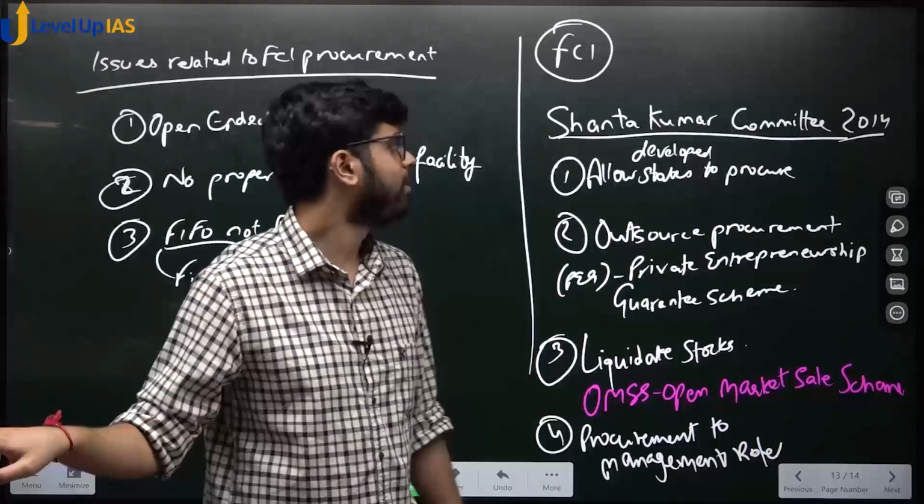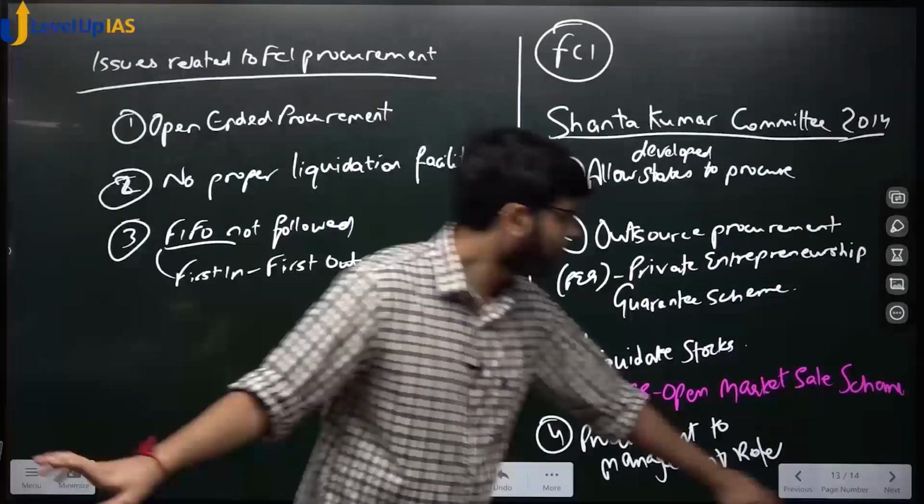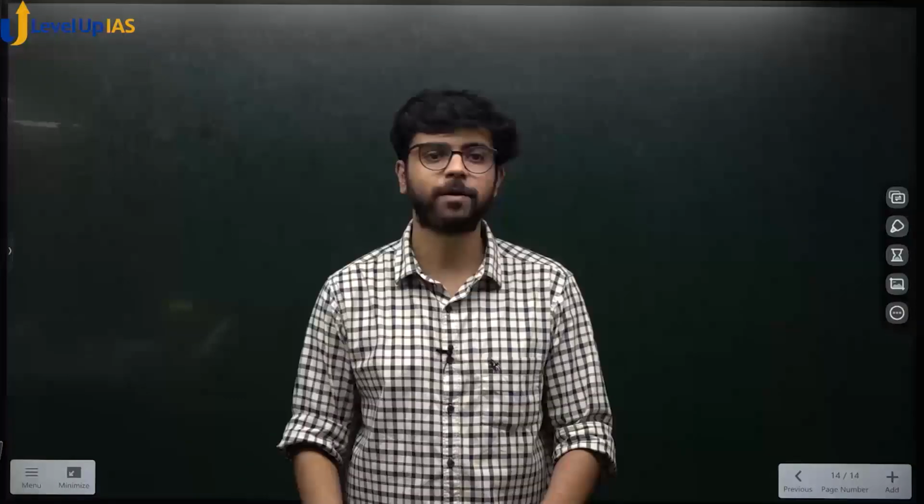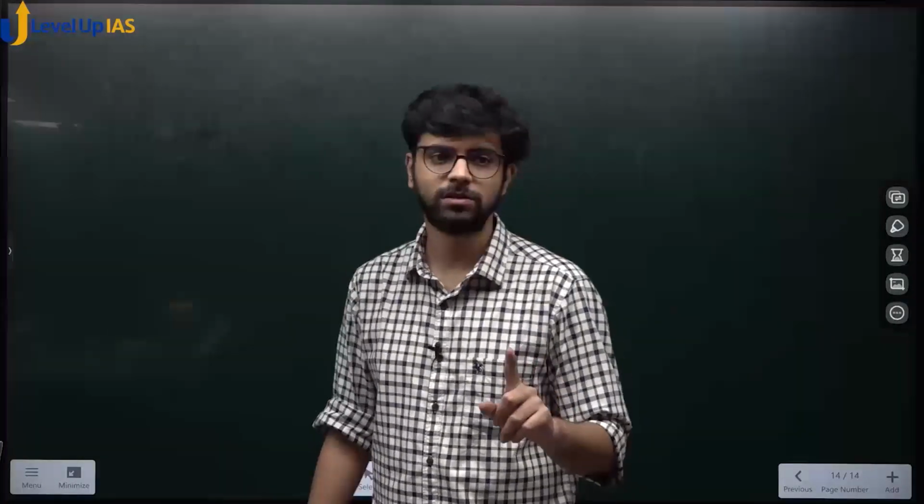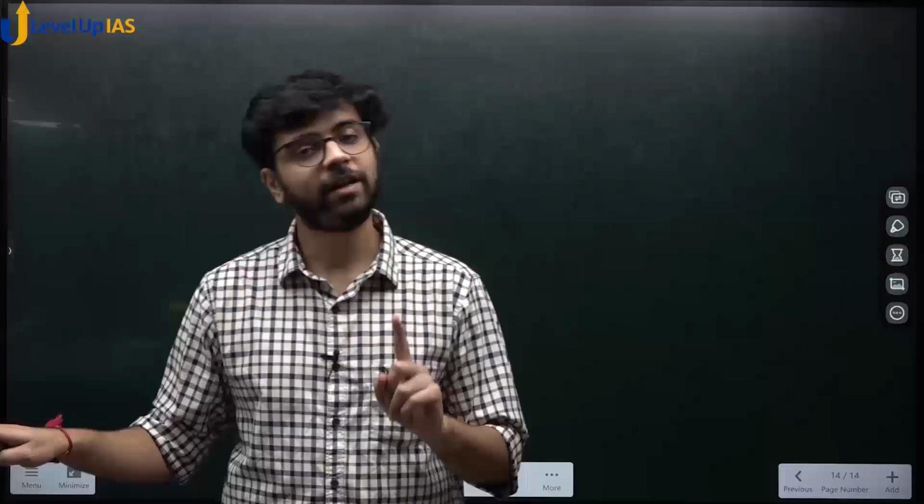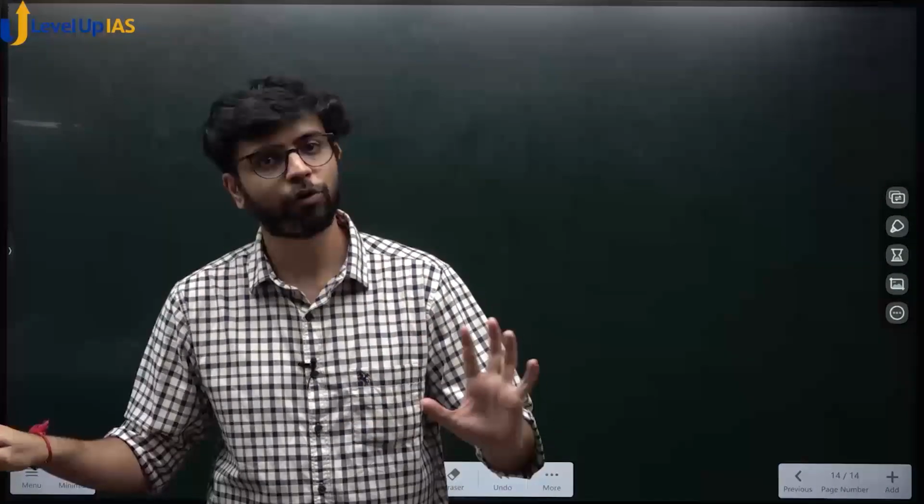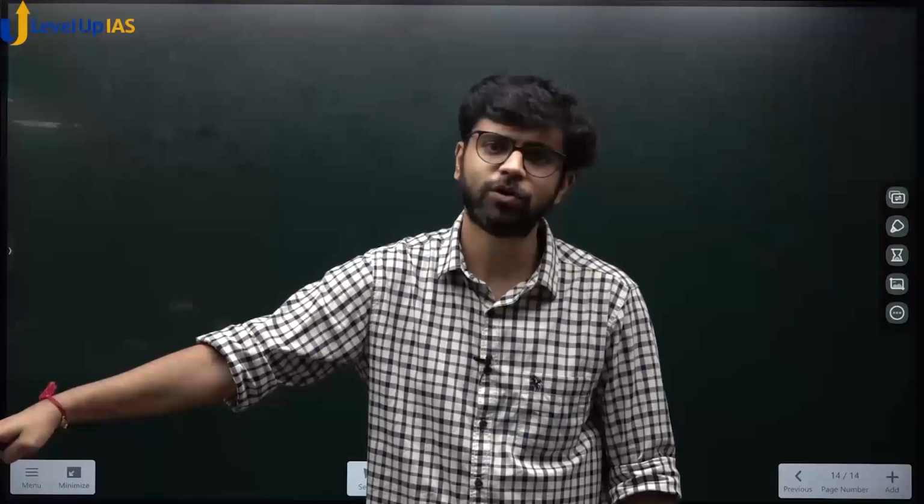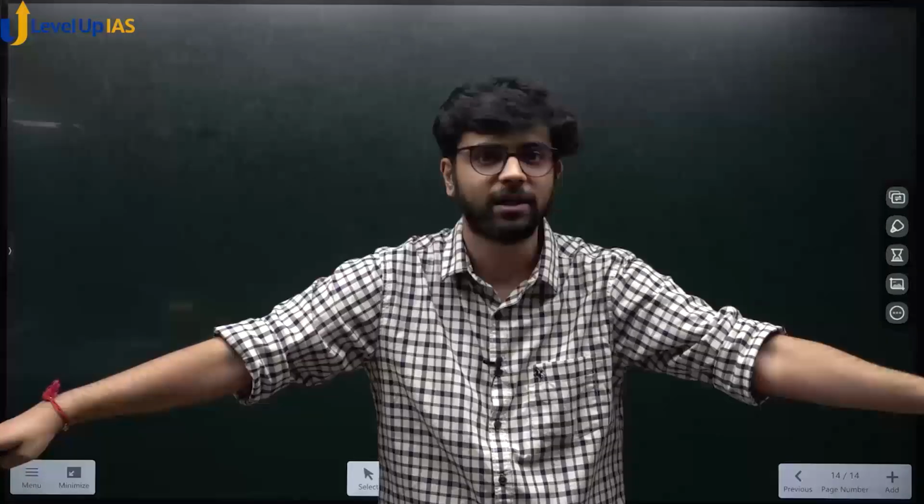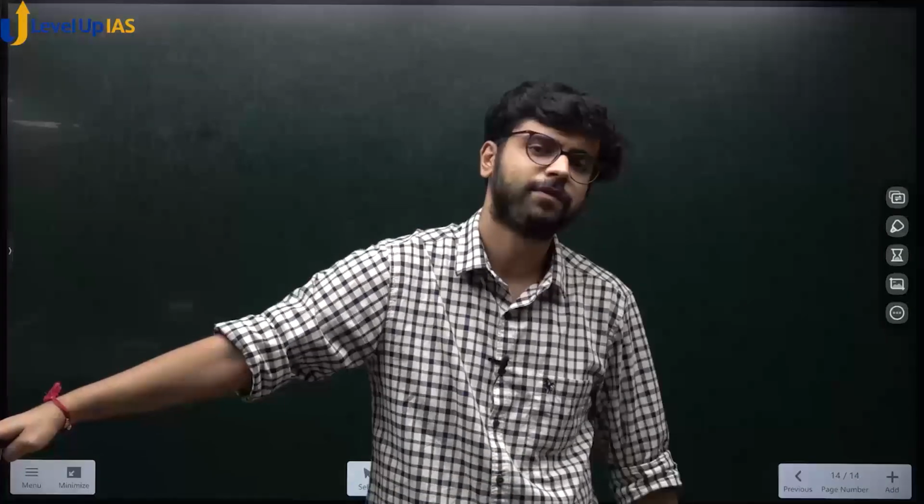What about Shanta Kumar recommendations? What were the recommendations of the Shanta Kumar committee? The first recommendation was to allow developed states, or those who are expert in procuring, to procure on their own. It will save transport cost, yes or no? From the market, FCI is taking to its own godown and then giving to the state. Allow states to take directly.